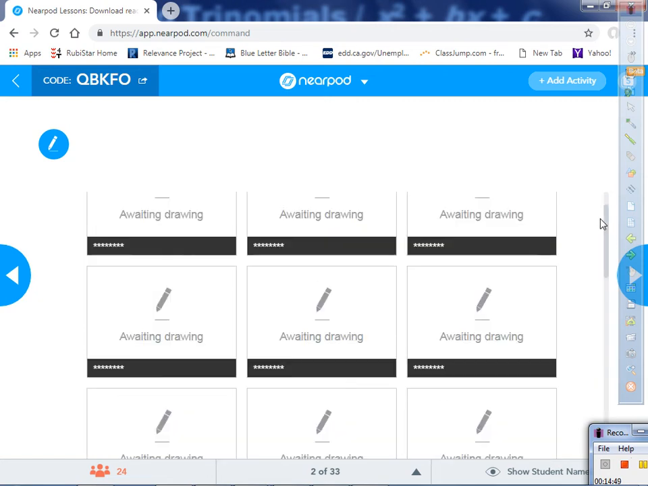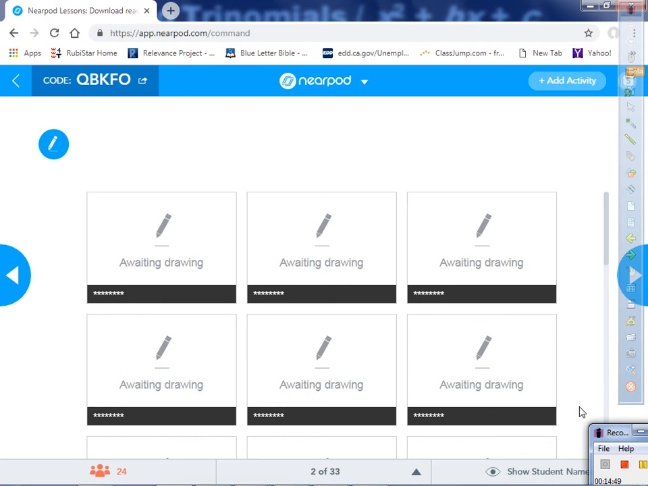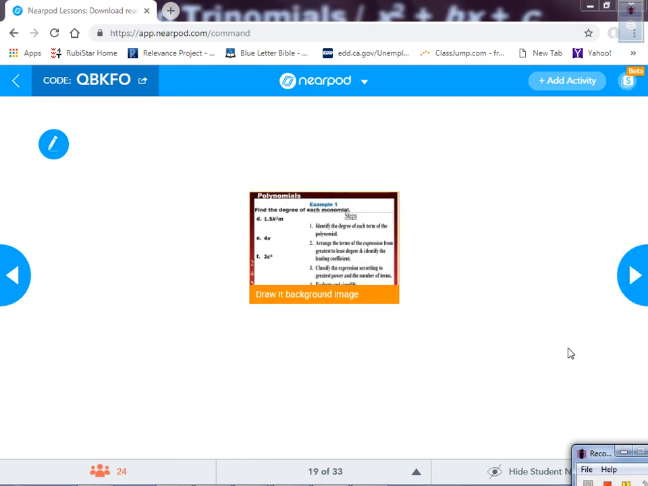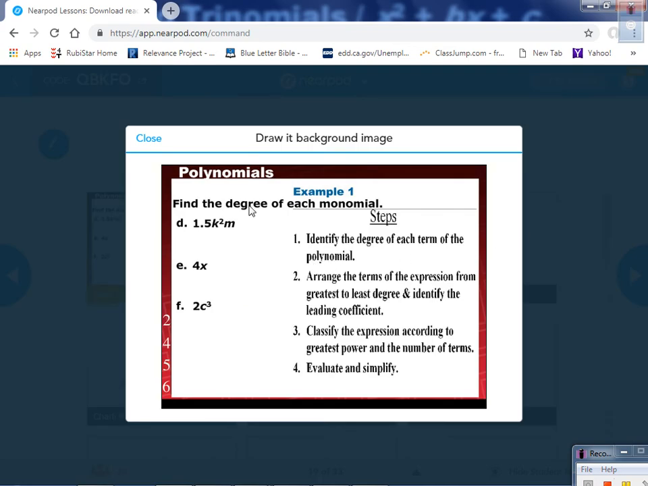Draw it and then send it in. Give you 30 seconds. Lock your toolbar, and it says find the degree of each monomial. So write it on the screen first, the degree of each of those. Before you send it in, copy it on paper. As soon as you copy that, send it in. You have 40 seconds.